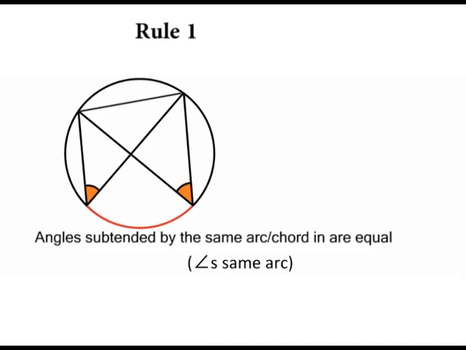Now I've said that the chord may or may not be drawn, and it is easier to see the angles if you draw the chord. So this rule can also be angles subtended by the same chord on the circumference of the circle in the same segment are equal.